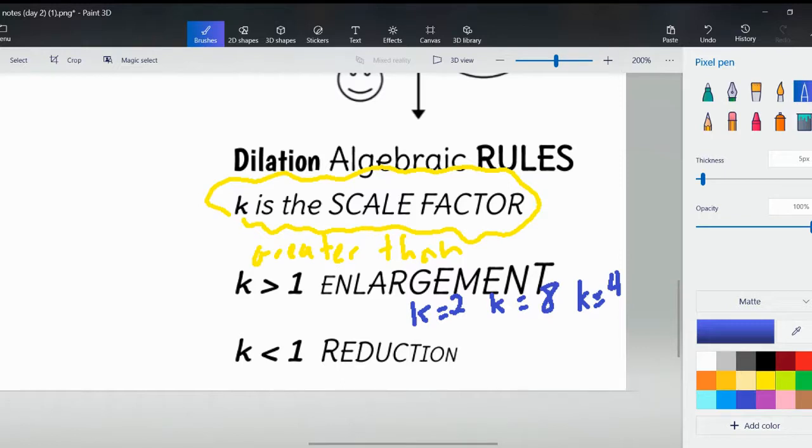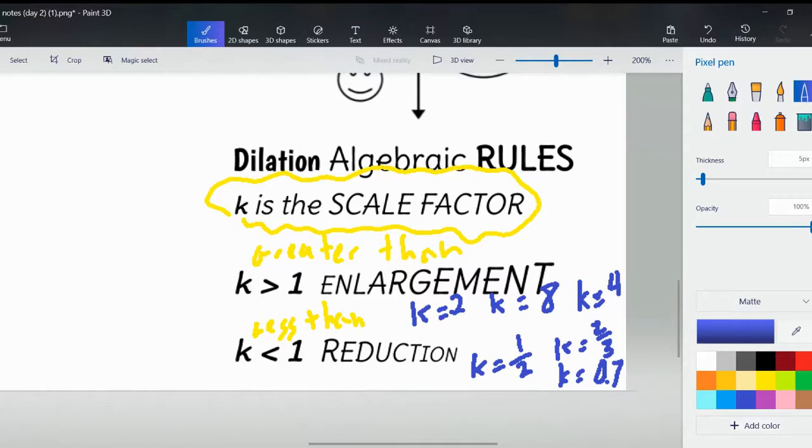or any number that's larger than 1. Then if we have a K value that's less than 1, remember that the symbol down here means less than, that's going to be a reduction. So if we have K equals 1/2, K equals 2/3, or K equals something like 0.7, it'll be a reduction. Anytime it's greater than 1, it's an enlargement. Anytime it's less than 1, it's going to be a reduction.